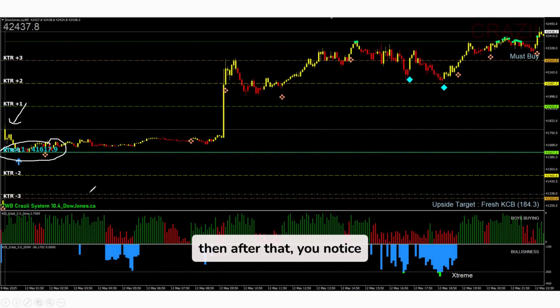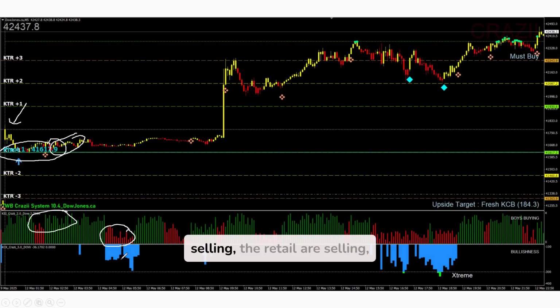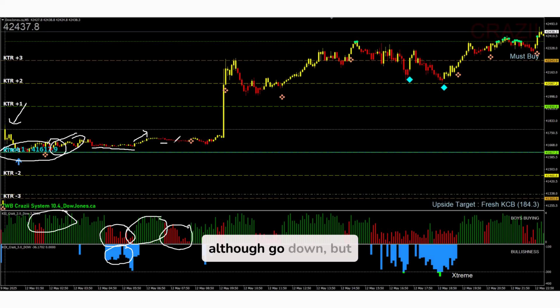Then after that, you notice something, huh? When the boys are buying, the price goes up, right? But when the retail are selling, do you notice that the price just cannot go down? This is a very telltale sign that the market has support already. So you understand this, when the KSI is green, the price goes up, right? But when the KSI is red, the price although goes down, it's not really a lot.